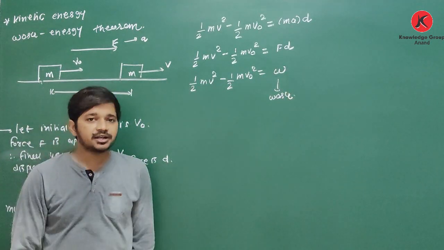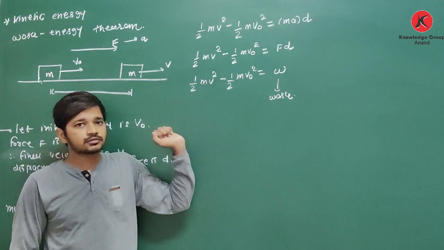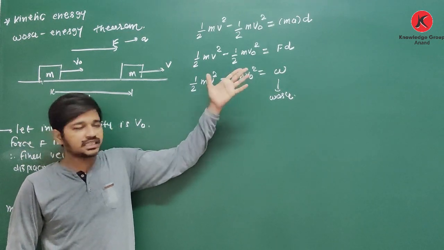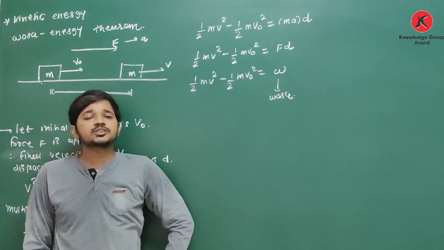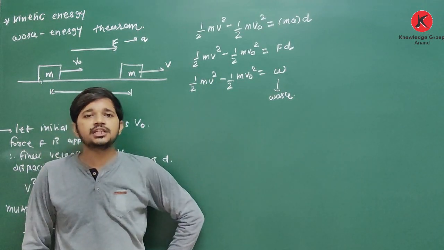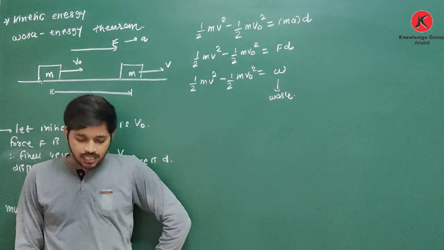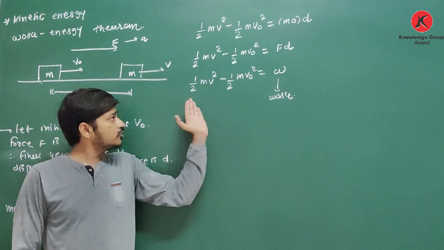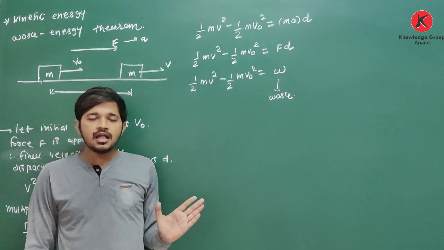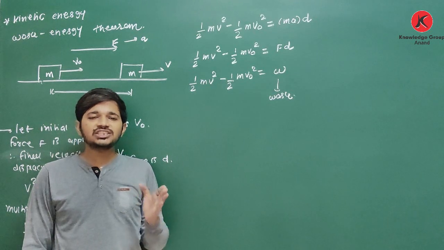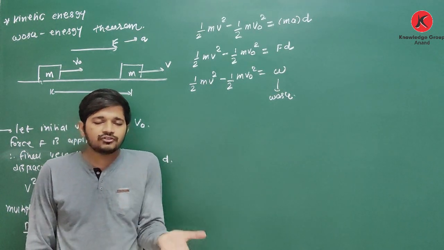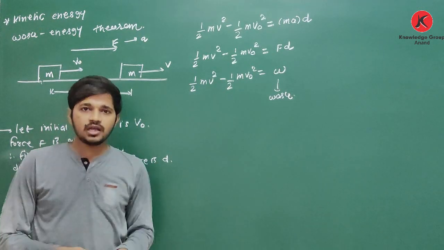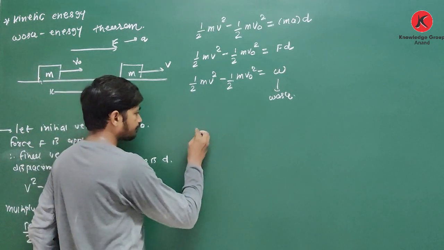Now see, on the left hand side, half m v square is half times mass times the square of the final speed, minus half mass times v0, again the square of the initial speed. Now you have to remember one point: whenever you are given such an equation, the dimensions of each and every term are the same. How?